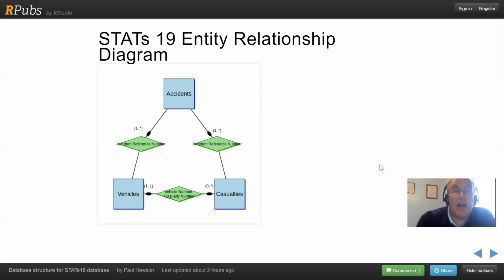And the diamond shapes tell us something about how I understand the relationship between the two. So the accident reference number tells us the relationship between the specific vehicle and the accident in which it was involved. And we've got the notation telling us that's a one-to-many relationship. There has to be at least one vehicle associated, but there could be many. And finally, the relationship between vehicles and casualties, as we said, looking from vehicles to casualties, there can be 0 or more casualties associated with any vehicle. But looking in the other direction, there is always exactly one vehicle associated with every casualty.